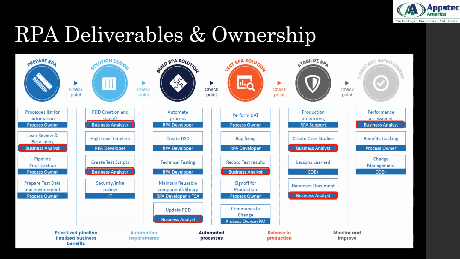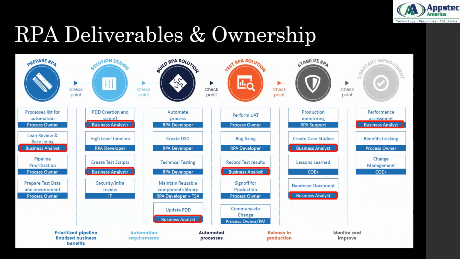So in the entire RPA journey of a project, starting from project initiation to project development to project handover to the client, these are the multiple phases through which the project goes. And this is where the roles of RPA come in. The business analyst comes in at different checkpoints. In prepare RPA, the business analyst role is the second, where they lean, review, and baseline. That means you are going to identify processes for automation potentiality.